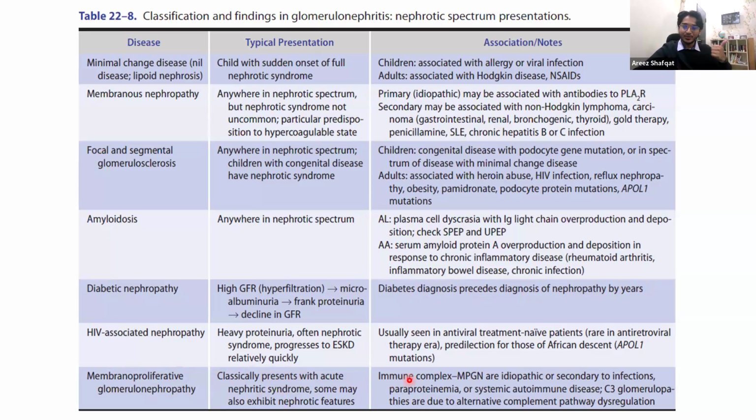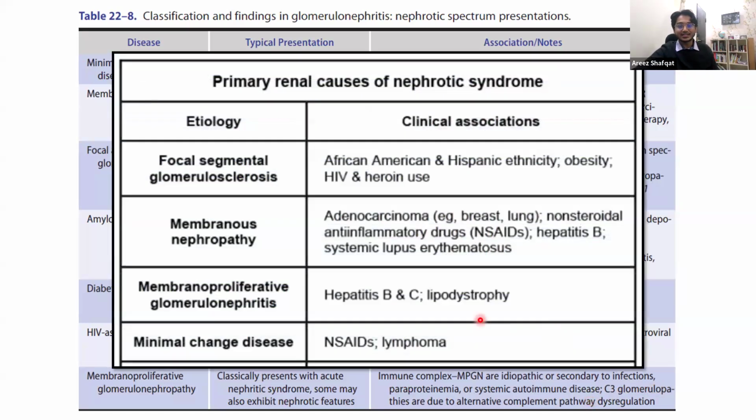There are two types. One is immune complex, that's either idiopathic or associated with hepatitis B or C, or with systemic autoimmune diseases like SLE. Then the other type is called C3 glomerulonephritis. This is also called dense deposit disease. These patients have an antibody called C3 nephritic factor, which stabilizes C3 convertase, okay? And this causes alternative complement pathway activation and nephritic syndrome. So these are the classic cases.